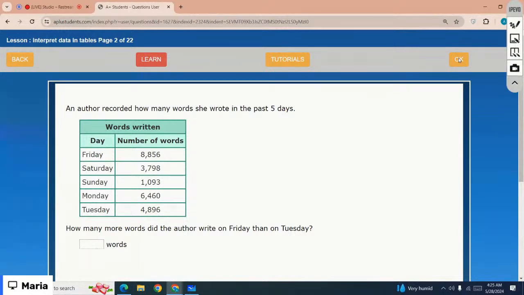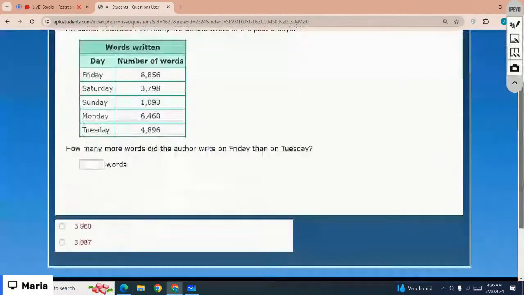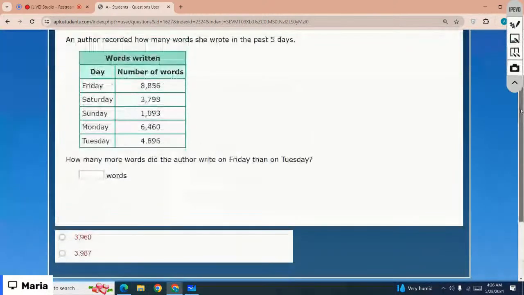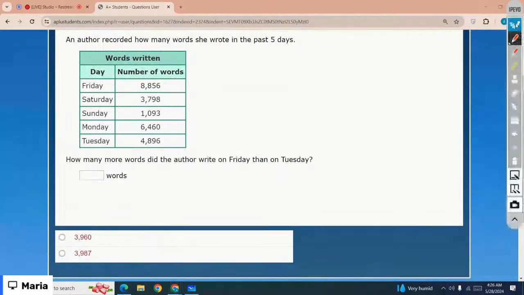And recorded how many words she wrote in the past 5 days. How many more words did the author write on Friday than on Tuesday? So Friday 8,856 and on Tuesday 4,896. 6 take away 6, 0.